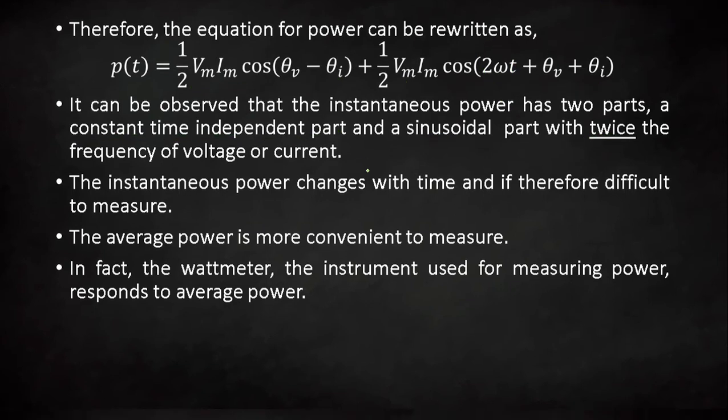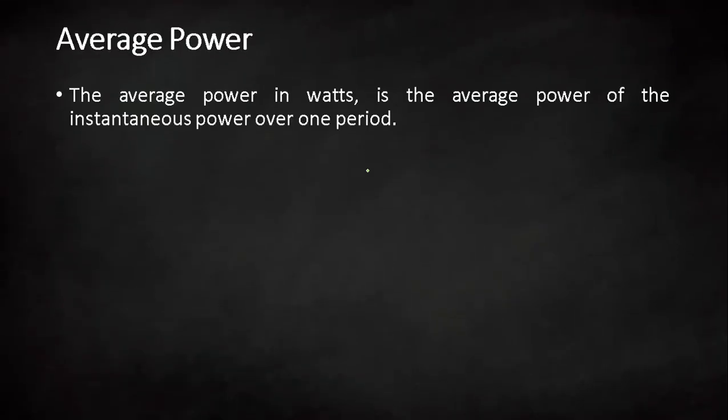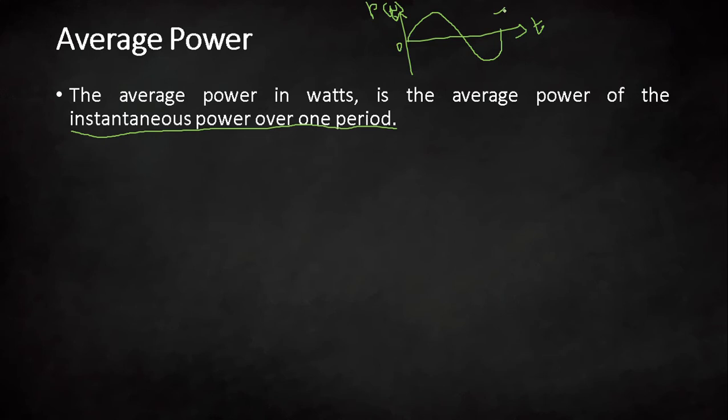Okay, so what is average power? Average power is nothing but the average of instantaneous power over one period of cycle, and that is the time taken by a signal to complete one cycle. Let's say that is p of t, a function of t, from 0 to capital T. So one period of cycle means the amount of time taken by a signal to complete one cycle. So average power is nothing but the average of the instantaneous power over one period of cycle.